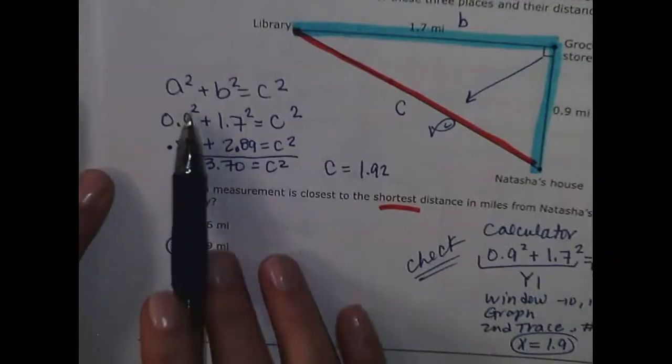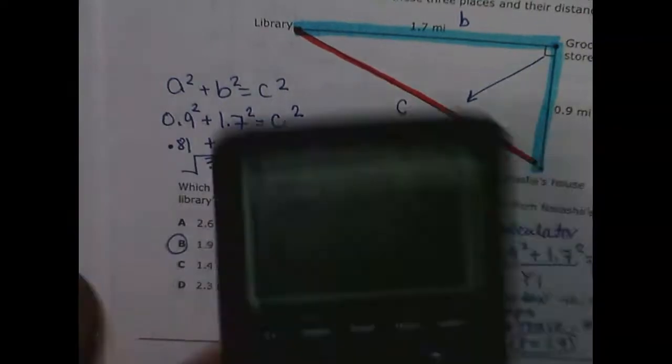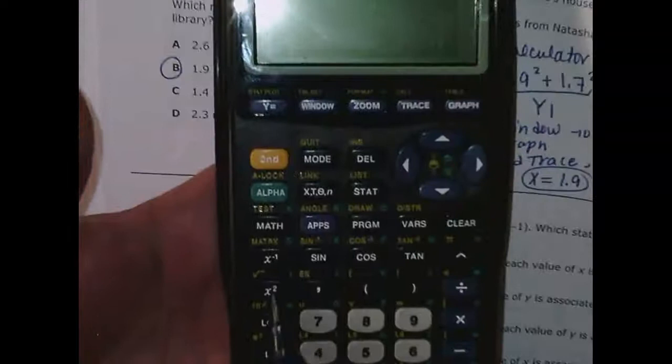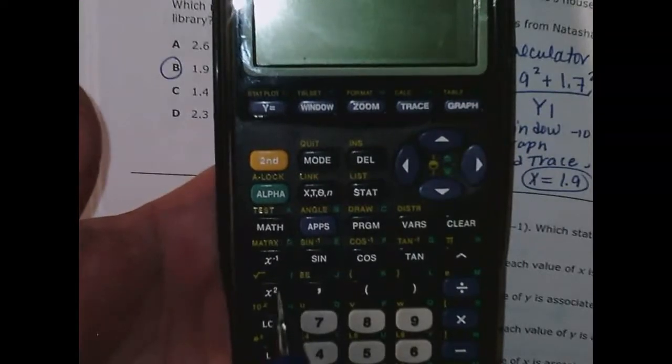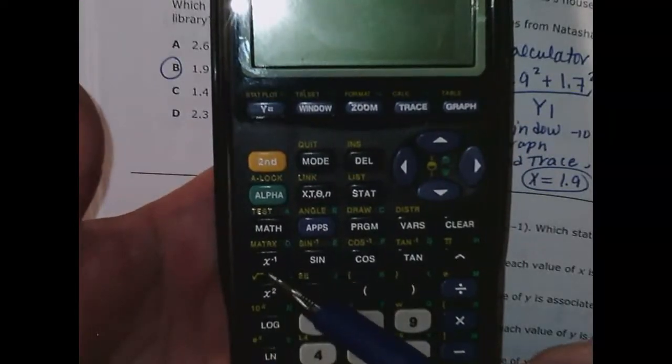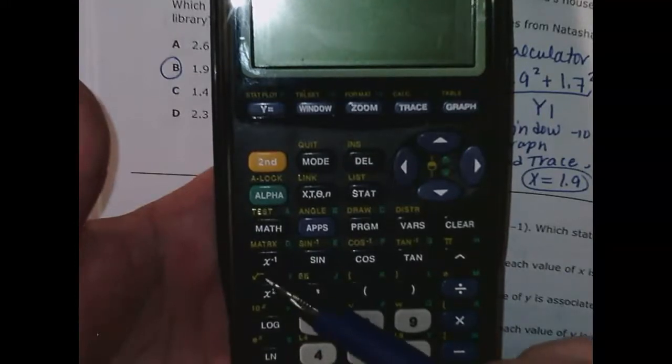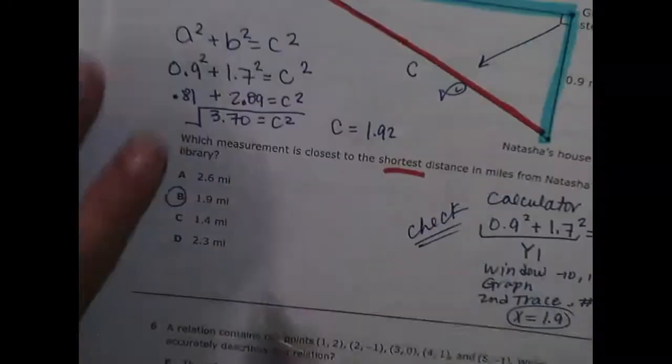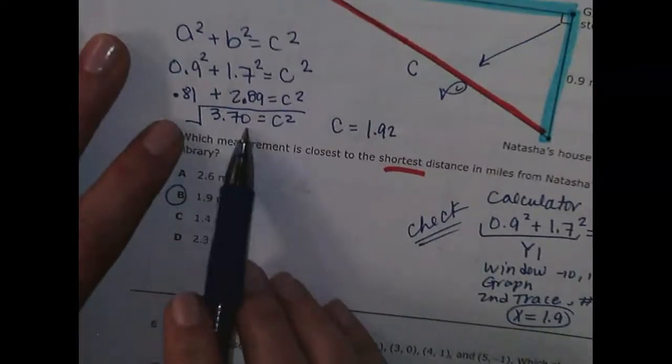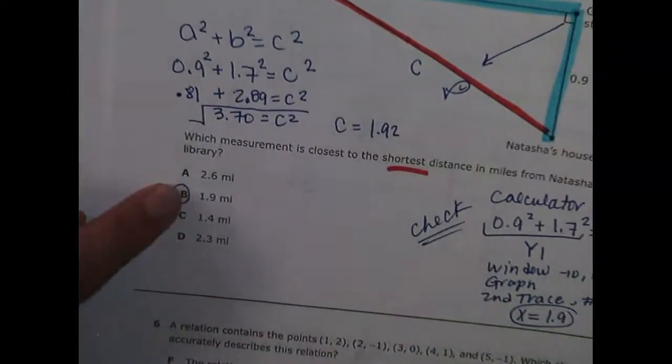And where did you get that little 2 button? Didn't you get that button right here? What's the opposite of a squared? Square root. So if you want to undo this one, you use that button. So, and then the square root of 3.70 is 1.92. By the way, answer B.